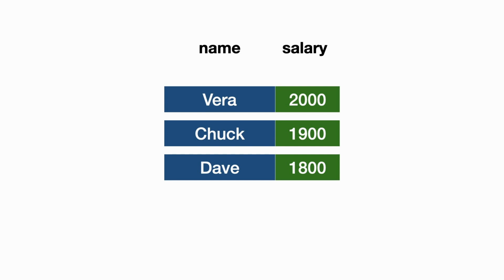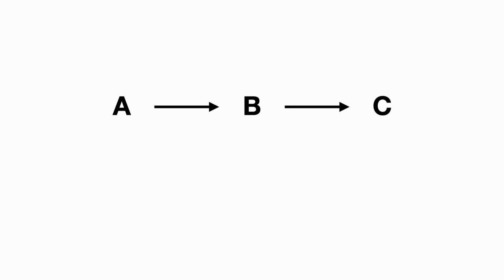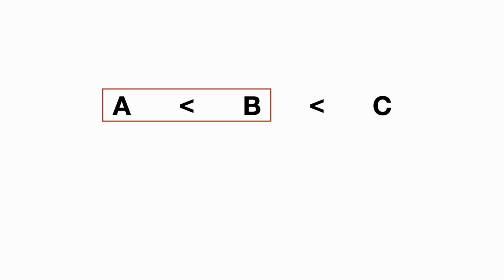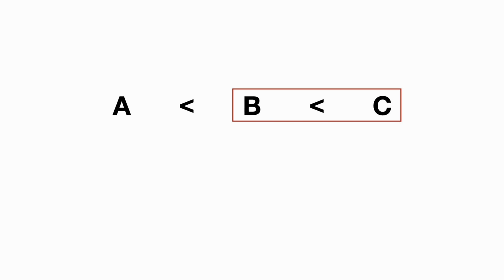First, Python needs to know if it needs to sort on name or salary. Let's say you want to sort on name. Usually this is done alphabetically. That means that A is considered less than B, and B is considered less than C.